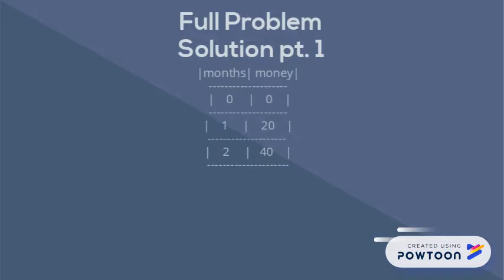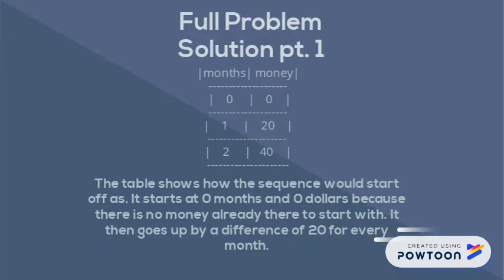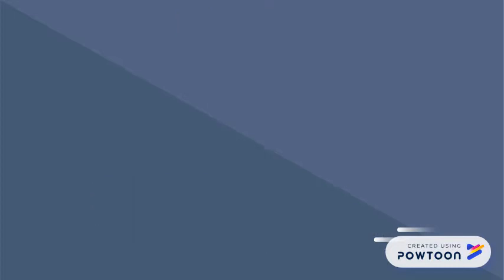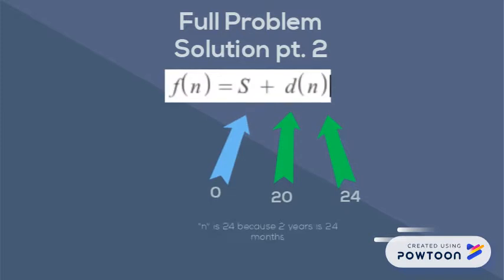This table shows how the sequence would start off. It starts at 0 months and $0 because there's no money already there to start with. It then goes up by a difference of $20 for every month. In the equation, S is 0 because as we saw earlier there's no money to start off with. D is 20 because $20 are added every time 1 month passes. And N is 24 because 2 years are 24 months.